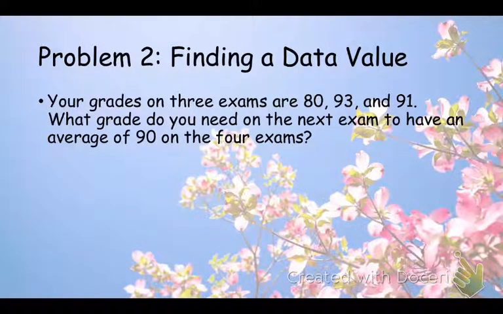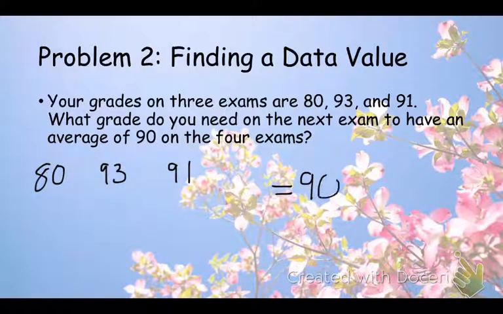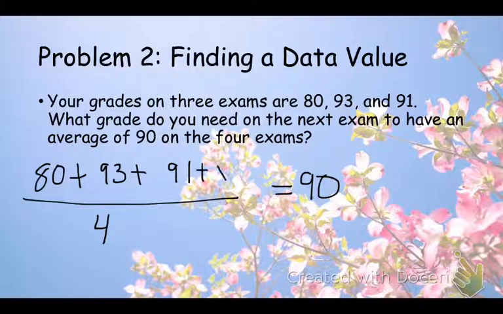In problem 2, what do we need to do in order to find a data value? Well, my 3 grades on exams are 80, 93, and 91. What grade do you need on the next exam to have an average of 90? I know that to find the average, I add together all my data values and divide by the number of numbers. So I'm adding my 3 current exams plus my X, which is my next exam that I'm taking, dividing by 4.